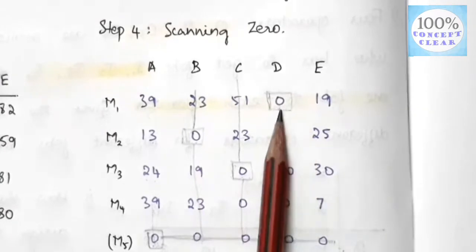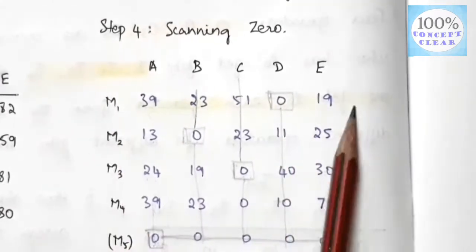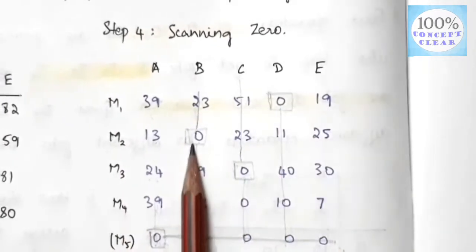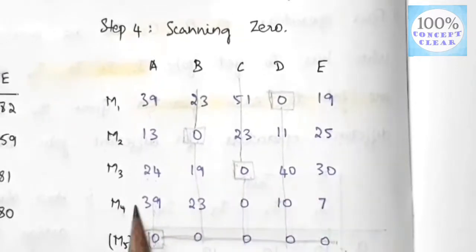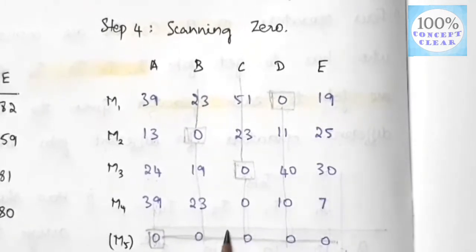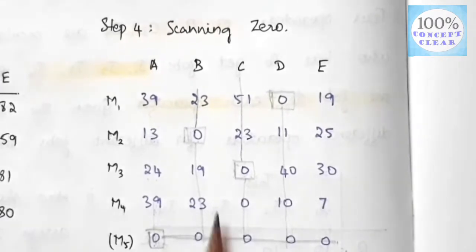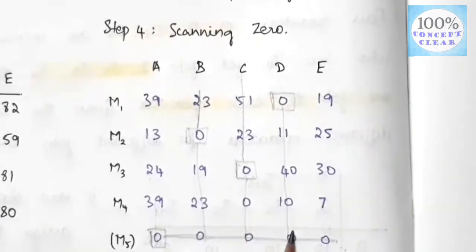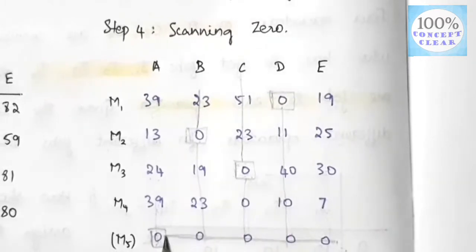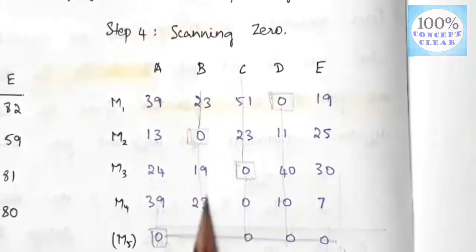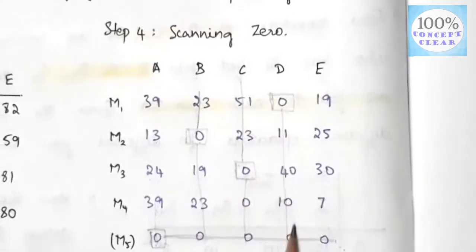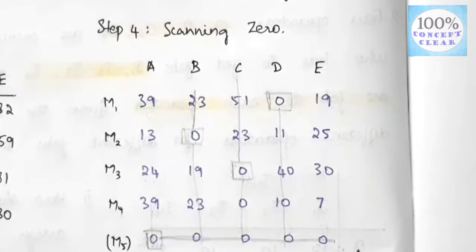Now check whether we have covered all the zeros. In the first row we have covered this, in the second row we have covered this, in the third row we have covered this, in the fourth row also we cancelled this, and in the fifth row also we cancelled everything. So now all the zeros are covered. Now check the condition. Our condition is the number of lines drawn should be equal to the order of the matrix. Now count the number of lines we have drawn: 1, 2, 3 and 4. So we have 4 lines.